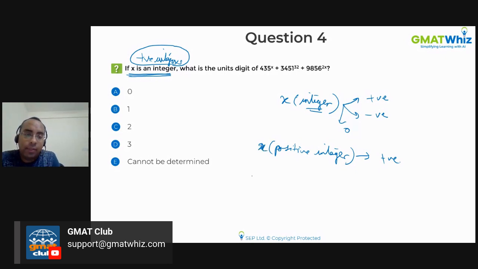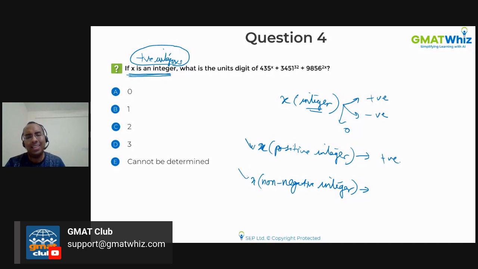Okay. If the question had said X is a non-negative integer, what values would I consider, guys? What's the difference between these two? Or is there any difference between these two? Or do they mean the same thing? Can anyone tell me what's the difference between a positive integer and a non-negative integer?